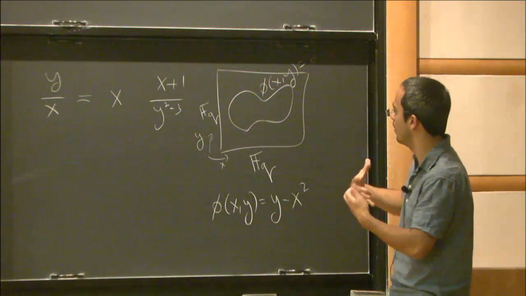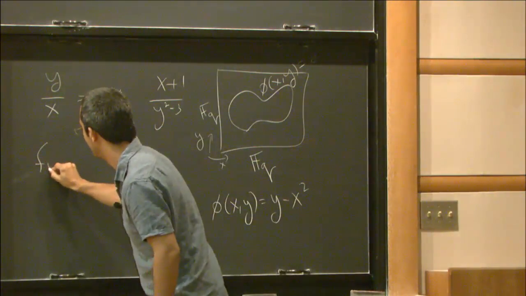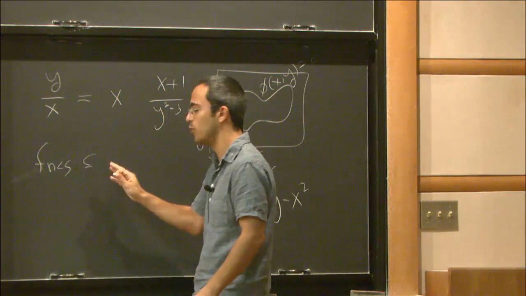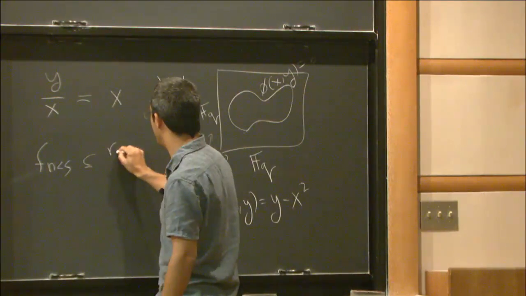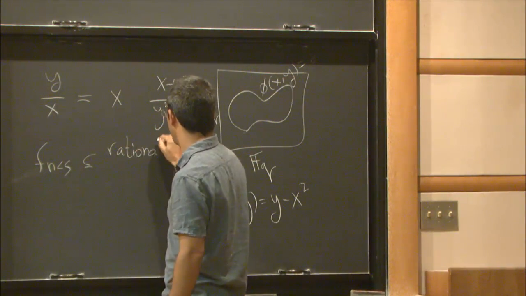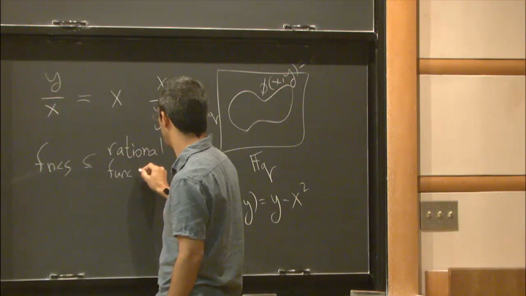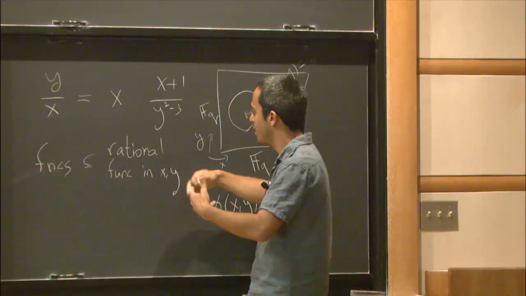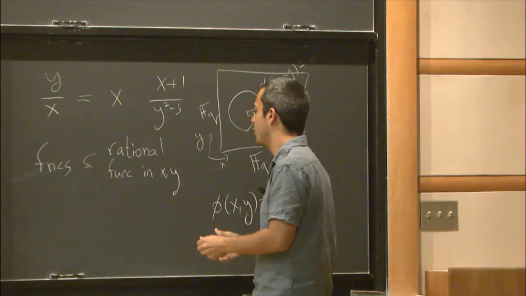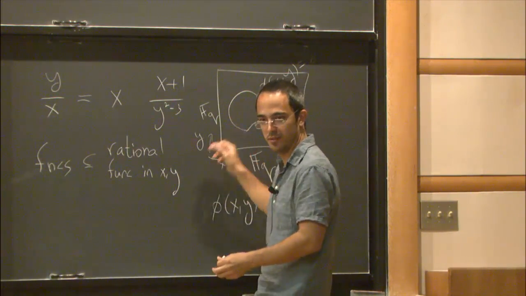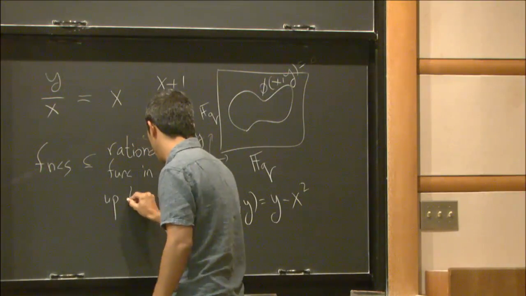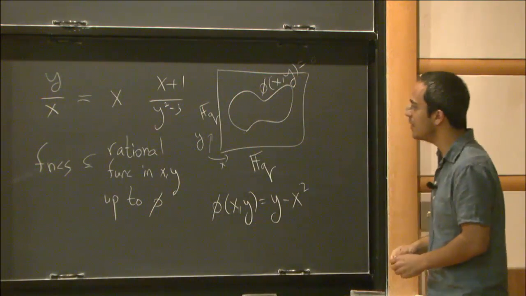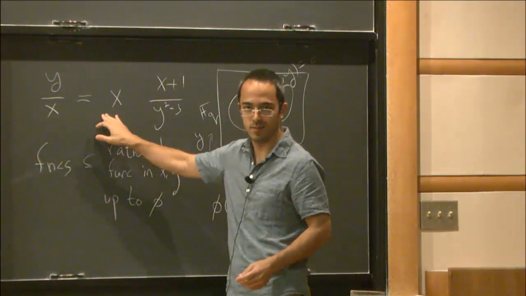So again, the functions that we are going to evaluate are going to be some subset. We are not going to choose all of them, but some subset of rational functions in x and y like this, where we identify two functions if they agree on the curve. So for example, these two functions are exactly the same.